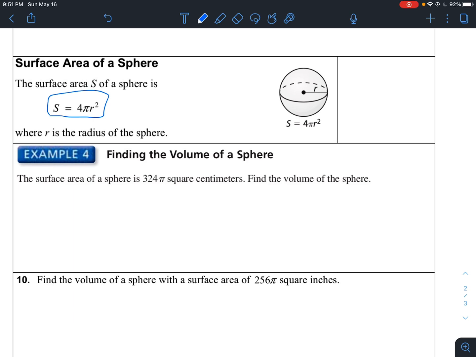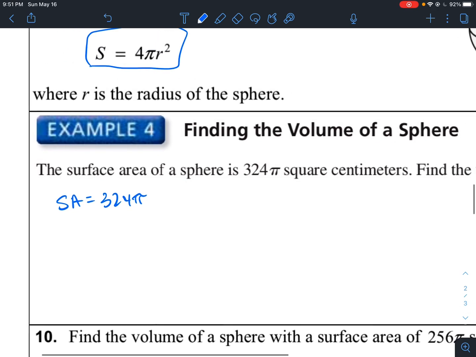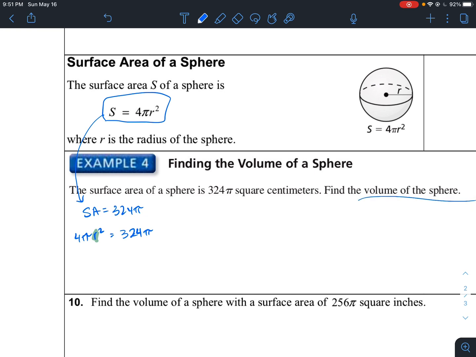sphere. So I know that the surface area is equal to 324 pi. Now we know that surface area is 4 pi r squared. That's from here. So, okay, now that I know that the surface area of this sphere is 324 pi, and surface area is 4 pi r squared, all that's left for me to do is solve for r, and once I have the radius, I could find the volume of the sphere.